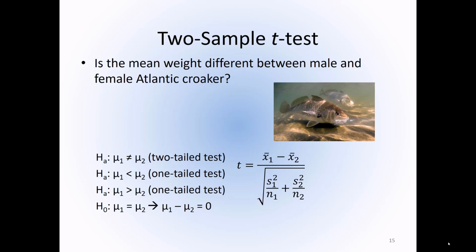So we've got our null hypothesis in which the two means are equal. Now in this particular case, again, there's no context clue as to whether there is one particular sex that is larger than the other.